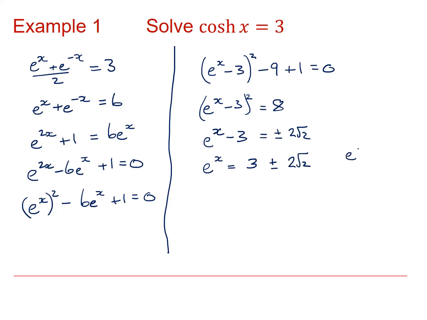Now we know that e to the x has to be greater than 0. And here if we have a look at this thing, well, root 2 is around about 1.4, so this is going to be around about 2.8, and this will therefore always be greater than 0, so I can keep both parts of this. So taking logs of both sides, I'm going to get that x is equal to the log of 3 plus or minus 2 root 2.